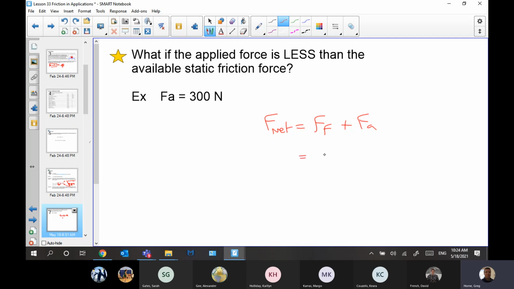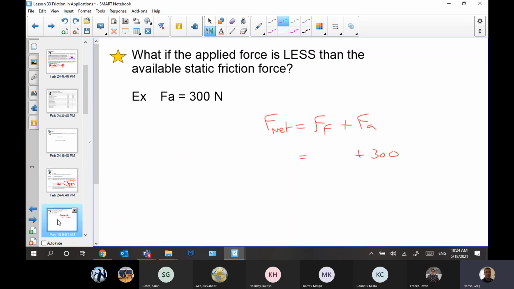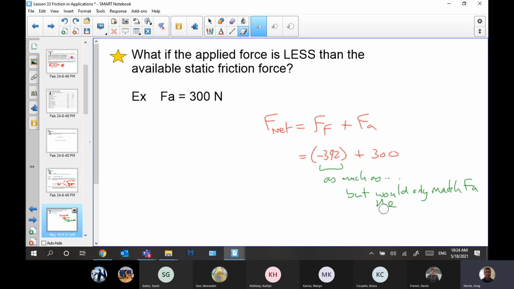And basically here, you don't want to be saying, okay, I've got 300 here, and my friction force we calculated can be as much as 392. So this minus 392, just remember, this is as much as, but would only match the, or let's just say FA. It would only match the 300.